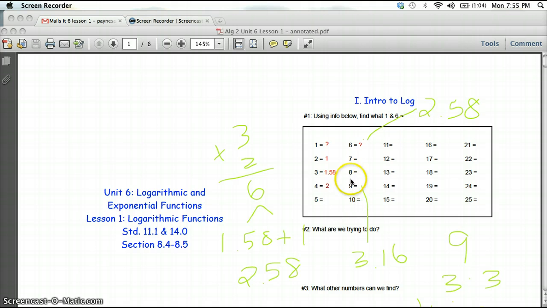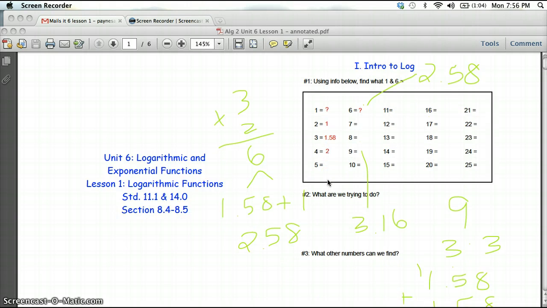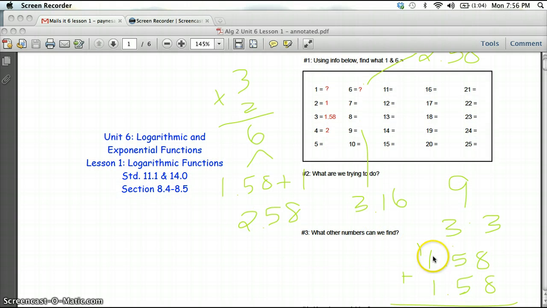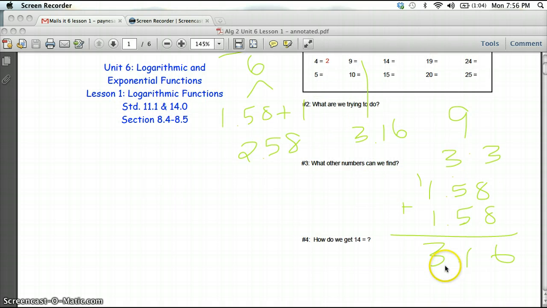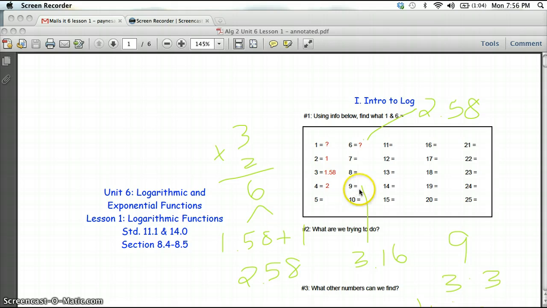How would we figure out 9? Well, you figure out the two numbers that multiply to equal 9, which are 3 times 3. So 3 times 3 is 1.58 plus 1.58, which is equal to 3.16. So 9 is equal to 3.16. And how it would read is 2 is your base. The base never changes. So 2 to the 3.16 is equal to 9.